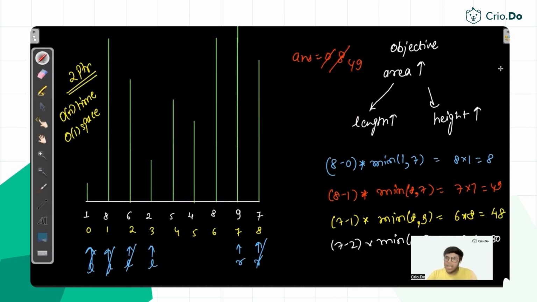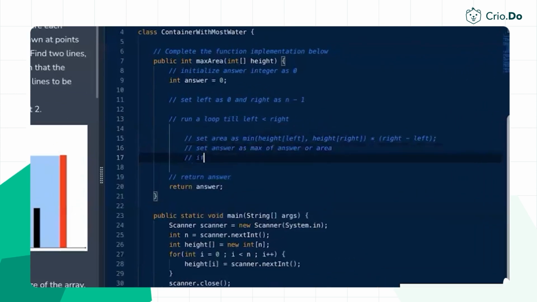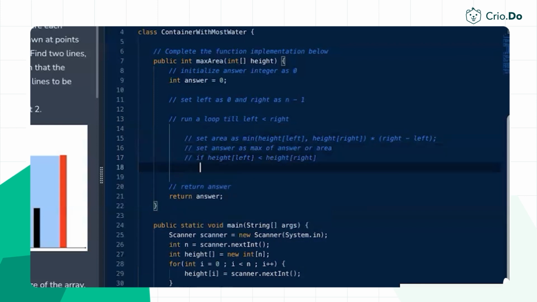49 versus 48, 49 is better. So whatever is better, store that. And what we have to do, if the height of left is smaller than the height of right, we have to discard the smaller height. So discarding the smaller height means we have to do left plus plus in this case.